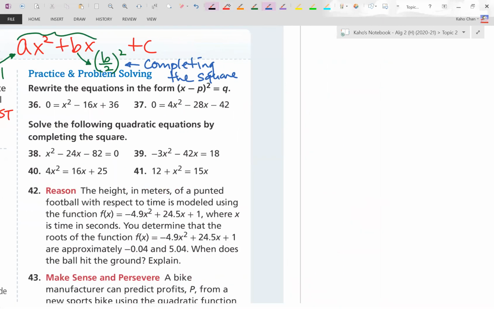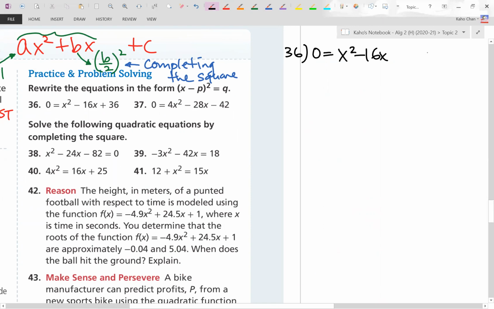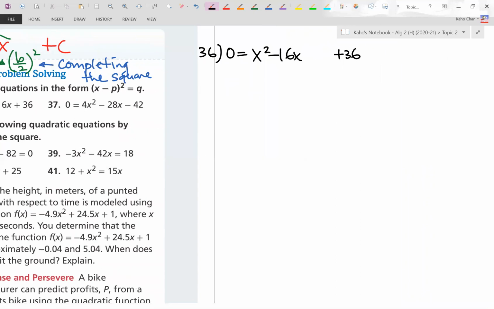Let's take 36 and complete the square. I'm going to save myself a little bit of writing, give myself a little white space. I notice right away A is 1, sweet. I'm going to take half of negative 16 and square it. Okay. I don't have to solve this. I just have to rewrite this. So that's all I care about. Half of negative 16 is negative 8. Negative 8 squared is positive 64.